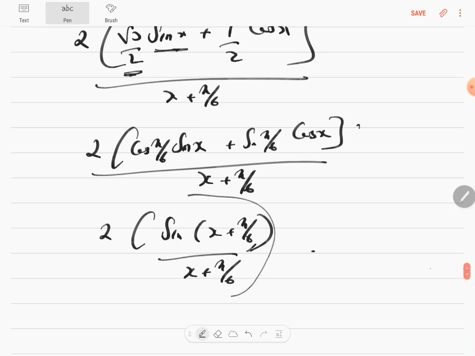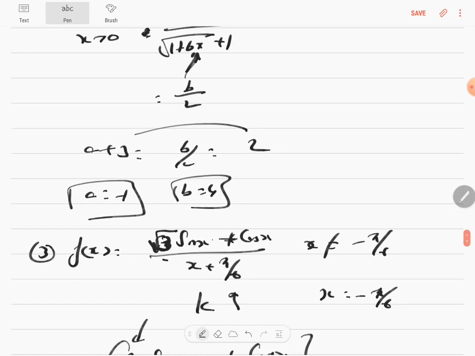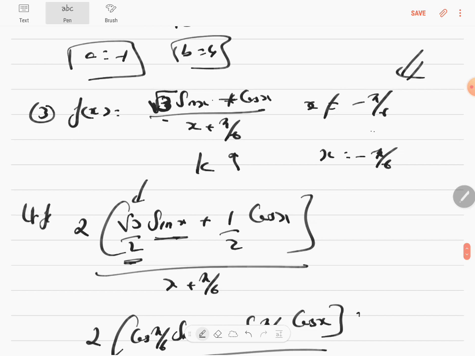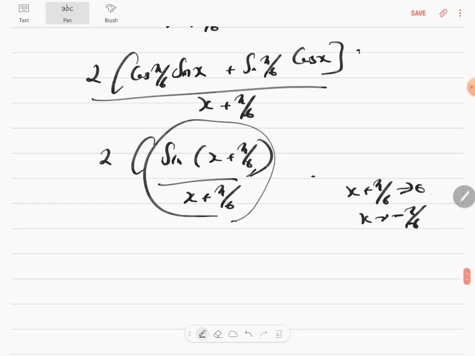Sorted? Sin theta by theta itself becomes 1, for which theta has to tend to 0. What is theta here? X plus pi by 6 has to tend to 0. X then will tend to minus pi by 6, and that's exactly what is given. So the limit of f of x as x tends to minus pi by 6 from the left and also from the right is all the same. So this becomes 1, so the answer becomes 2.